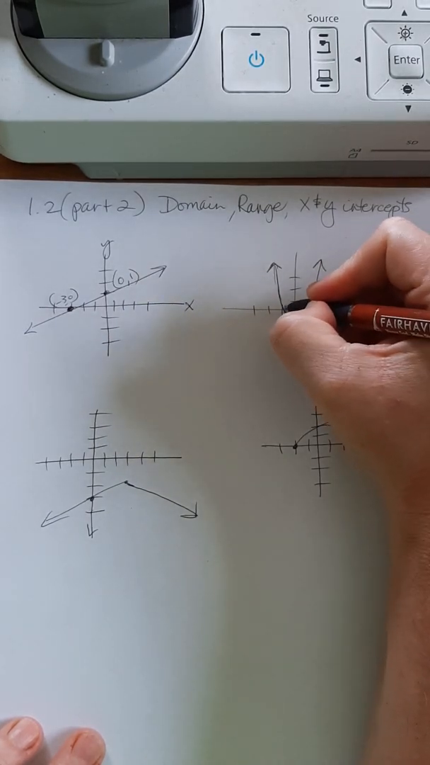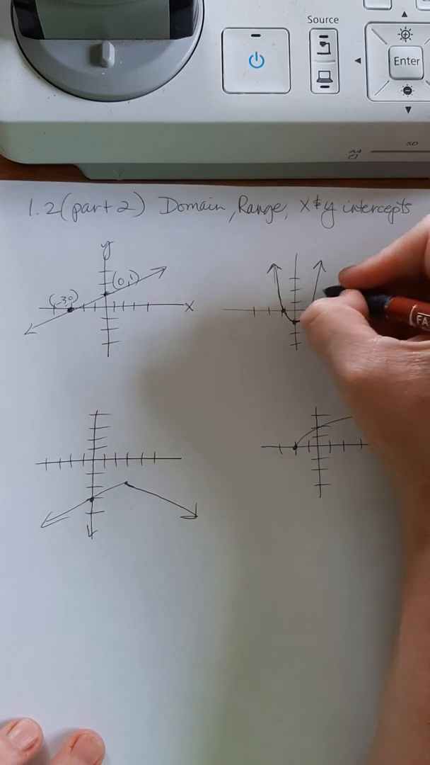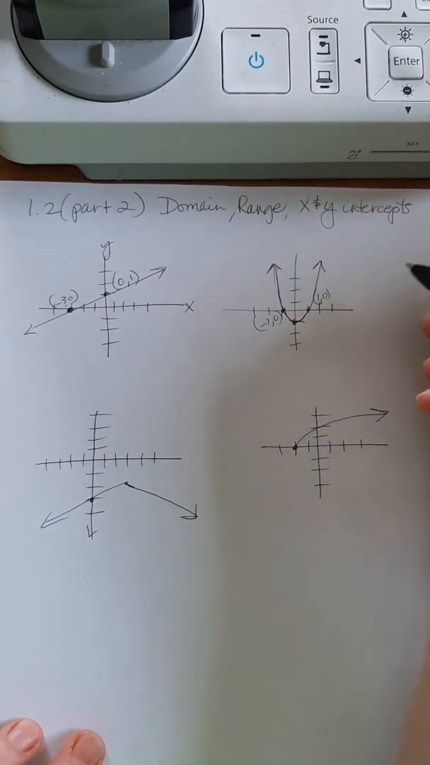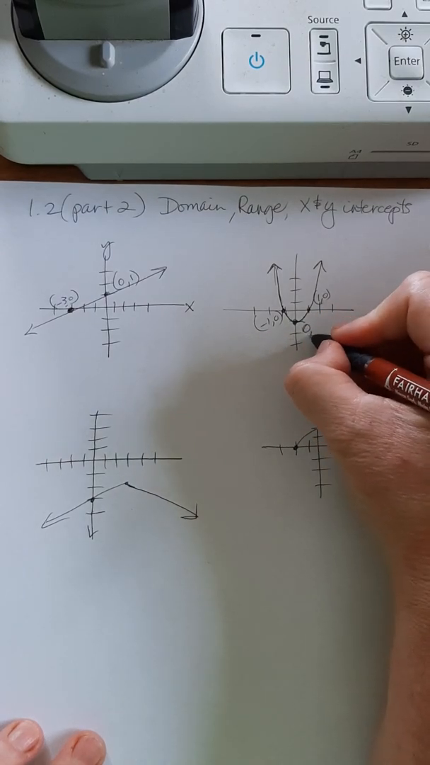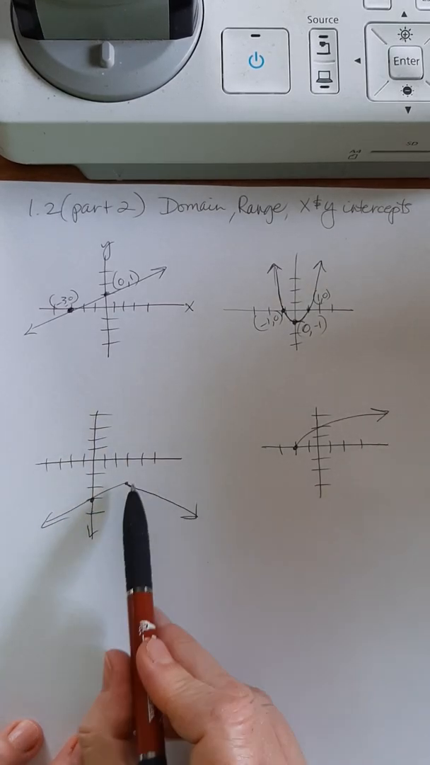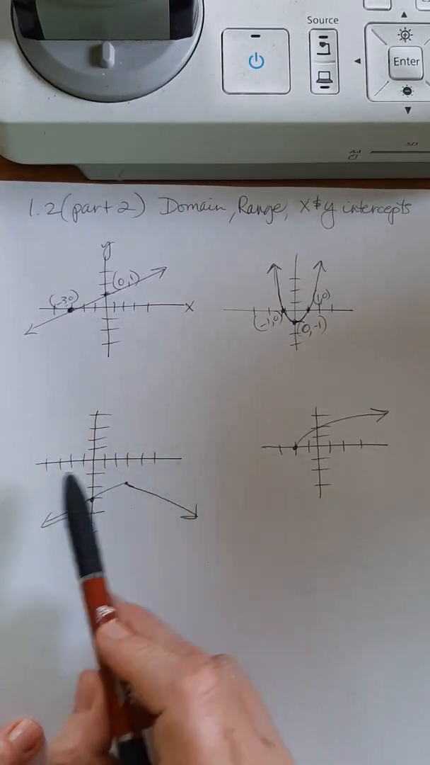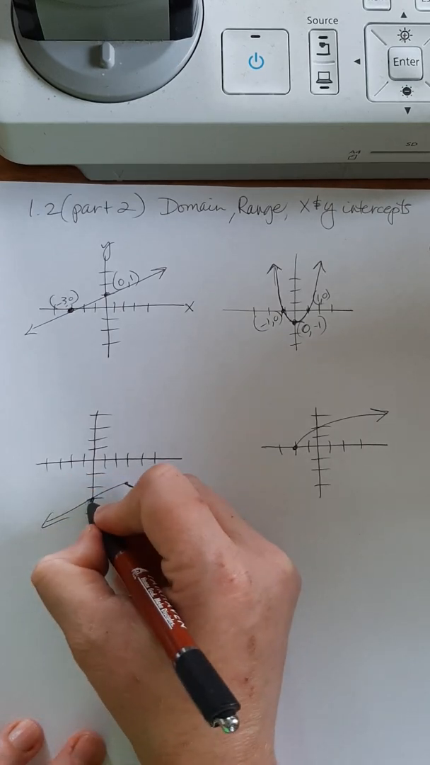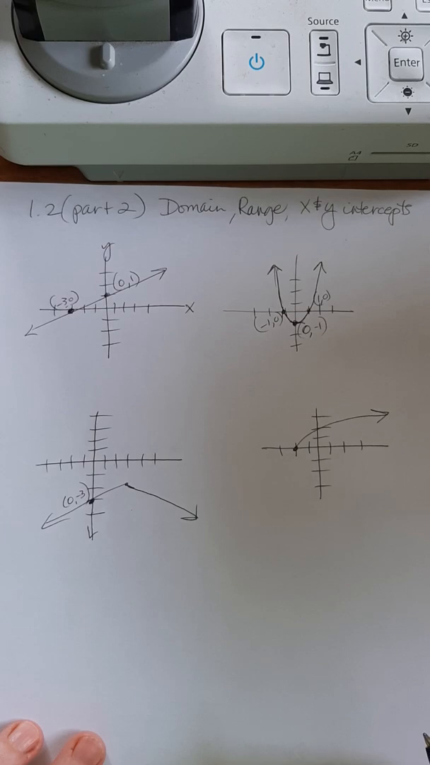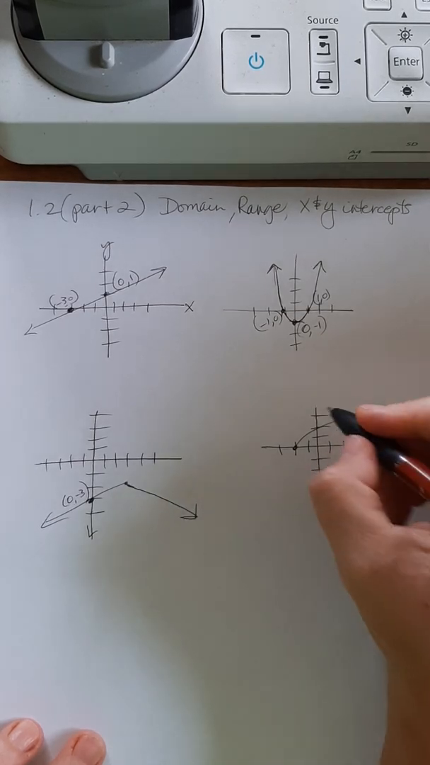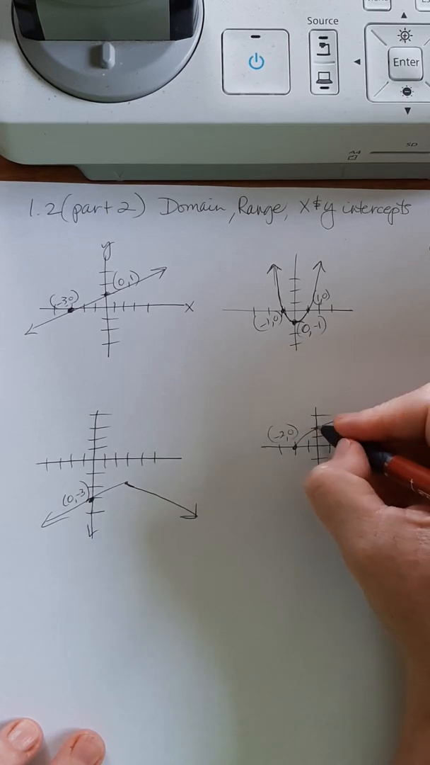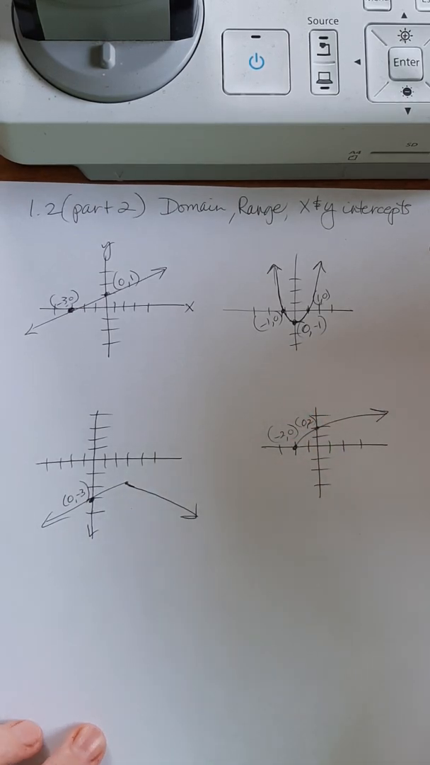Like in this case, you have 2 x-intercepts. You have 1, 0, and you have -1, 0. And your y-intercept, 0, -1. Notice how this one you have no x-intercepts, but you have a y-intercept at -3. This one we've got x-intercept at -2, 0, y-intercept 0, 2.